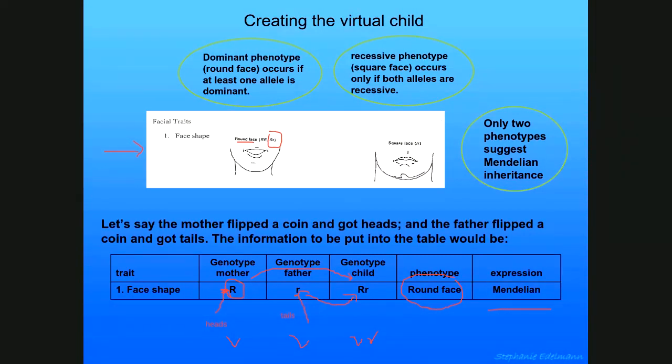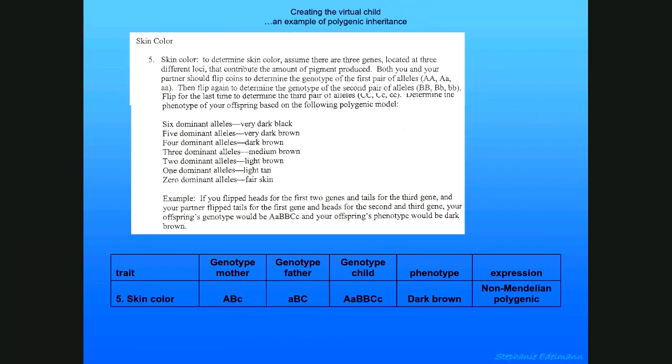And since it's, again, a simple gene that has just a dominant and a recessive trait, that's Mendelian genetics. Now, an example of non-Mendelian genetics is skin color. Skin color is an example of polygenic inheritance, where you actually have three different genes located at three different loci that produce skin color. Now, the way it's calculated is actually still pretty simple.